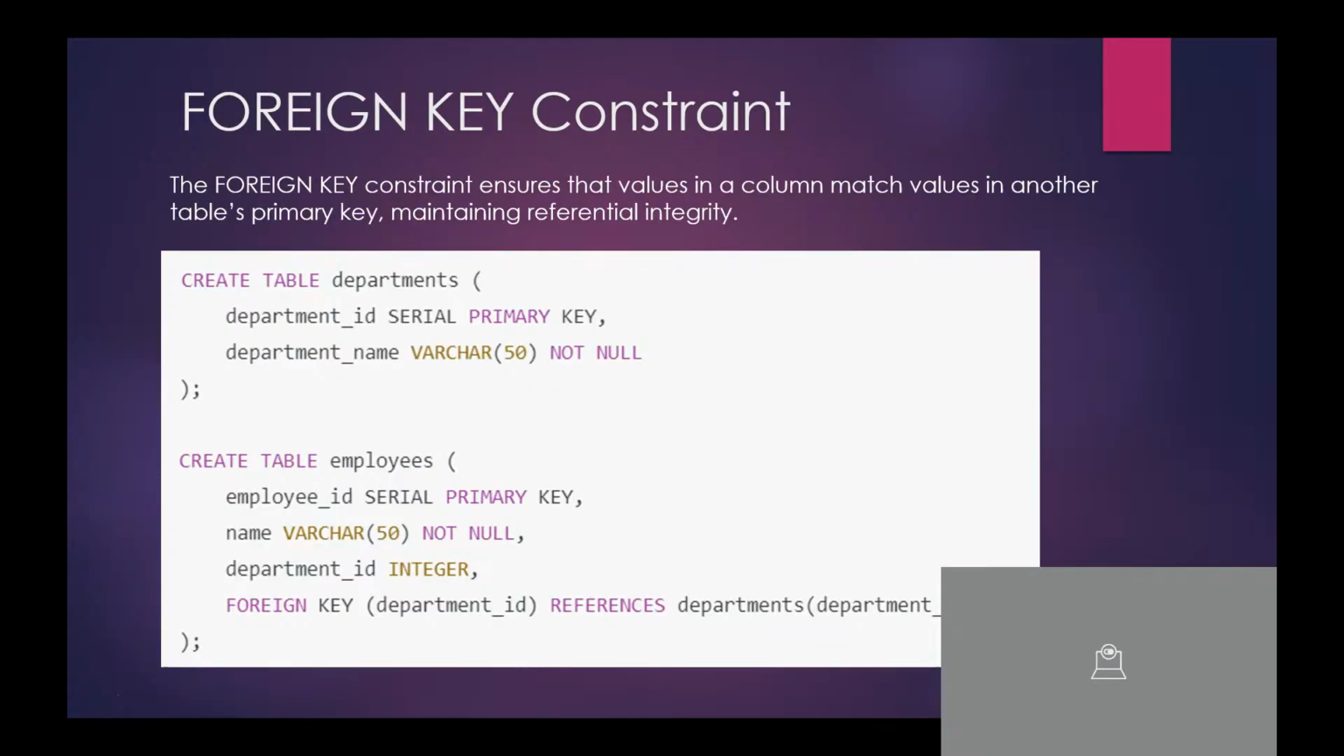So foreign key, how to do foreign key REFERENCES department. This foreign key constraint ensures that a column matches values in another table's primary key, maintaining the reference. So it must match with the other primary key. So this is called a foreign key constraint. So these are the things in PostgreSQL.